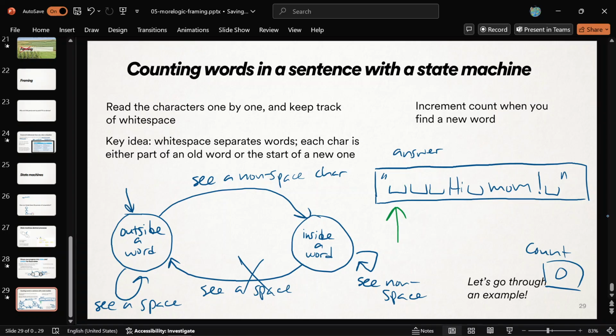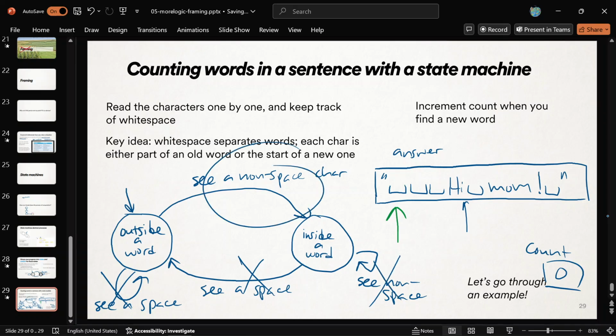If you keep seeing spaces, and you're still outside of a word, you're not even in a word right now. So it can't be that one either. If you're inside of a word, and you see another non-space character, that's part of the same word that you were already in, right? It's like you saw the I or something. You were inside already and you saw it again. So by process of elimination, it's this one.